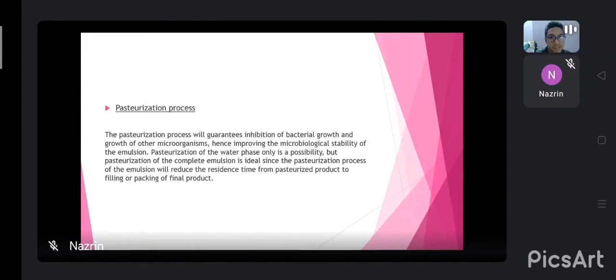The third phase is the pasteurization process. The pasteurization process will guarantee the inhibition of bacterial growth and growth of other microorganisms, hence improving the microbiological stability of the emulsion. Pasteurization of the water phase only is a possibility, but pasteurization of the complete emulsion is ideal since it will reduce the residence time from a pasteurized product to filling or packing of the final product.